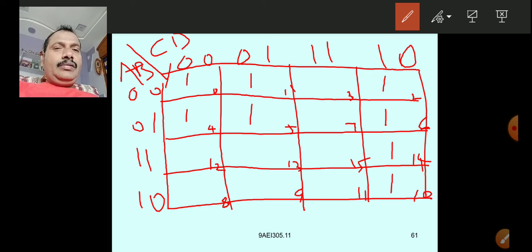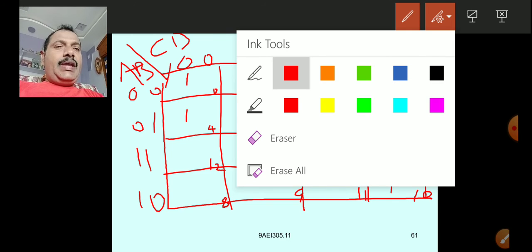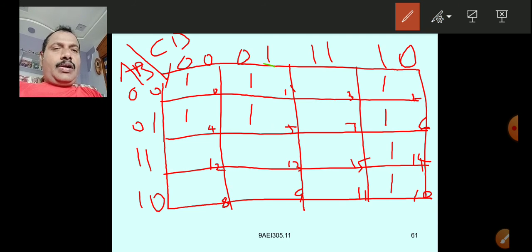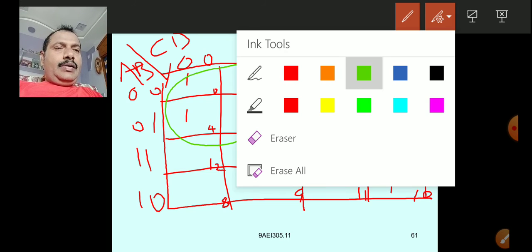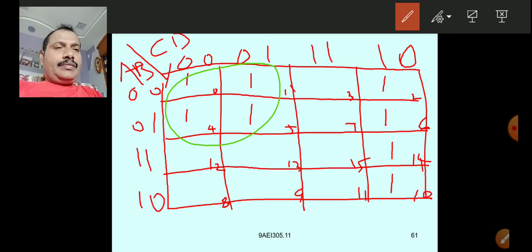After filling, you have to try to make octet, quad, pair, like that. Here octet is not possible, hence you go for quad, because quad is possible. So let us make one quad like this. This is one group, and next quad is this. This is another quad. There are two quads possible.